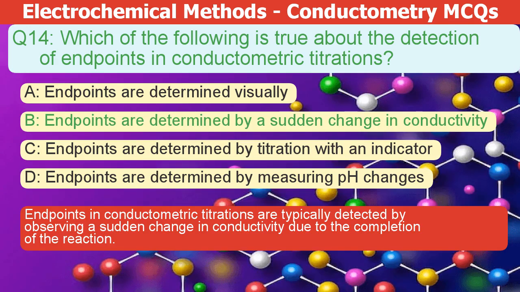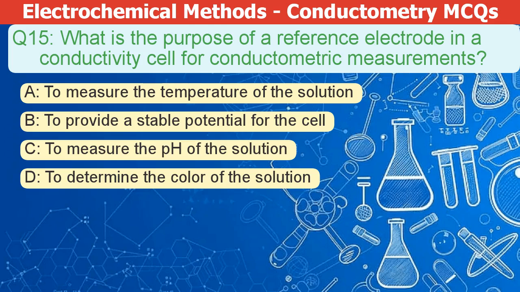The correct answer is B. Endpoints in conductometric titrations are typically detected by observing a sudden change in conductivity due to the completion of the reaction. What is the purpose of a reference electrode in a conductivity cell for conductometric measurements?